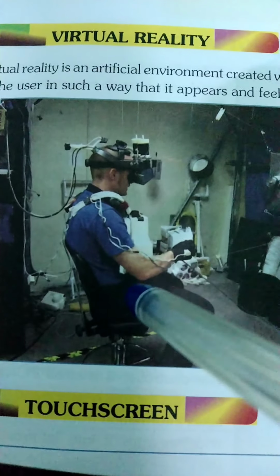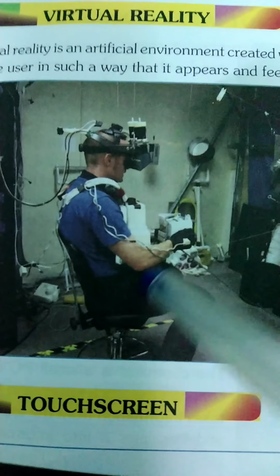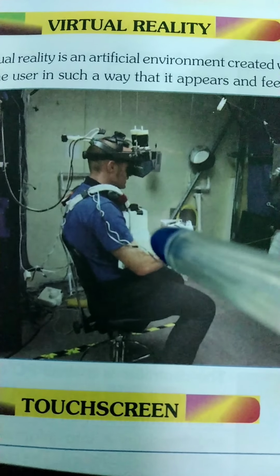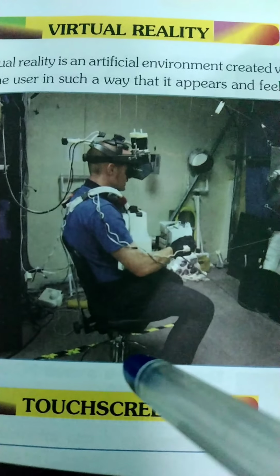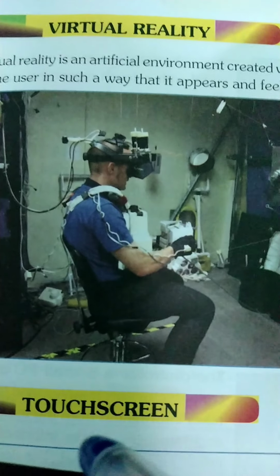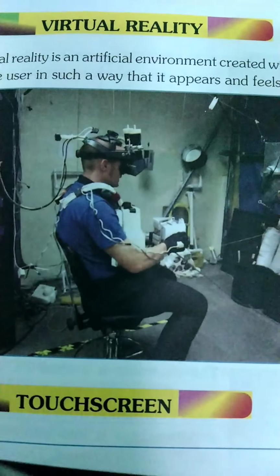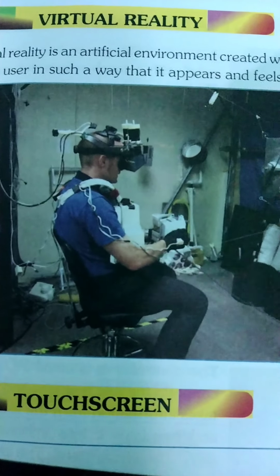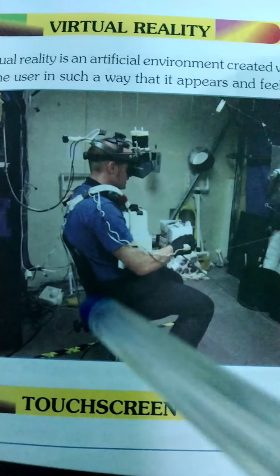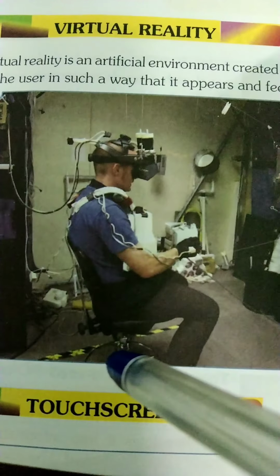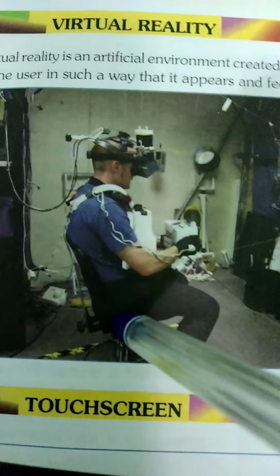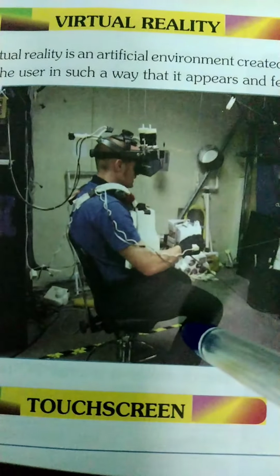And what are the things which are used in virtual reality? They may wear special gloves, earphones, and goggles, and all these will receive their input from the computer system. In this way, at least three of the five senses will be controlled by the computer. This is about virtual reality.